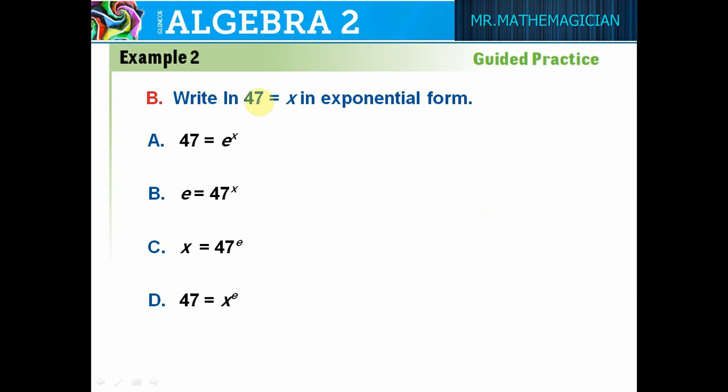Write ln 47 equals x in exponential form. Pause the video and try to choose the accurate answer. You will find it A. So we have here ln 47 equals x. I'll take e to the power, so base e power ln 47 equals base e power x. e and ln will cancel each other, so 47 equals e to the power of x.